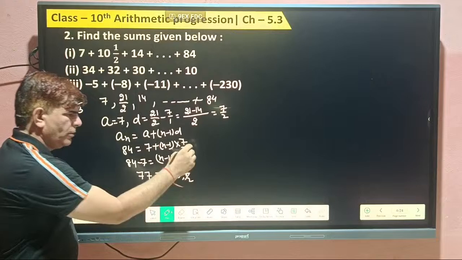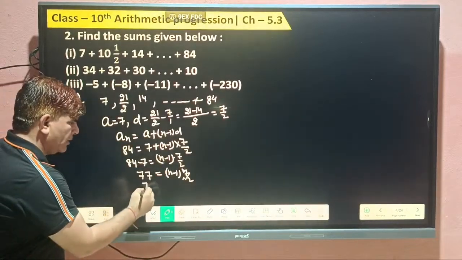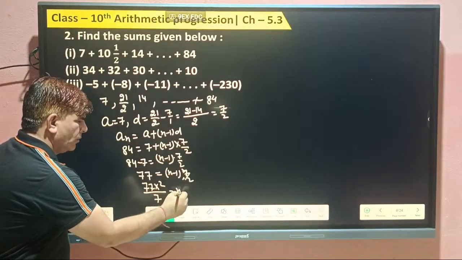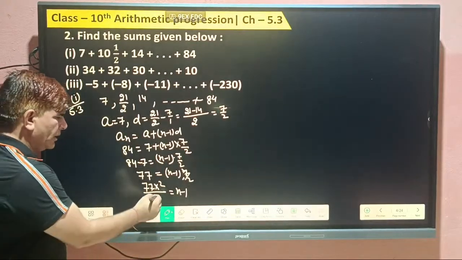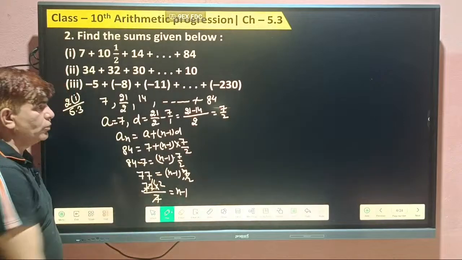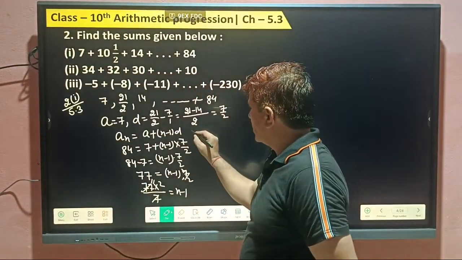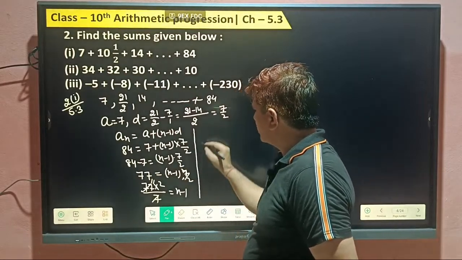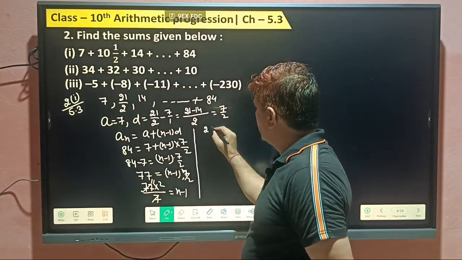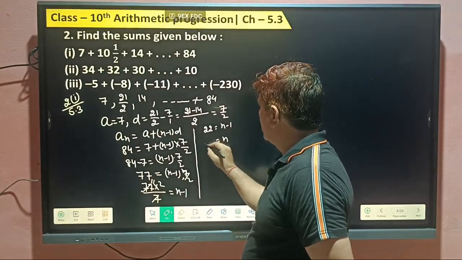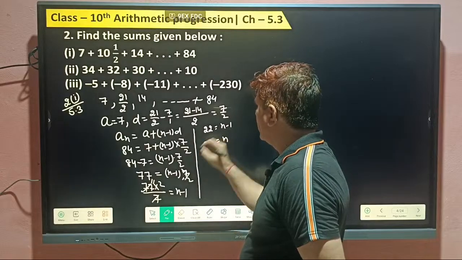7 by 2, not n by 2. Transfer to this side. 77 into 2 by 7 is equal to n minus 1. Cancel this. 11, 11 2s are 22. So 22 equal to n minus 1. So what is n? 22 plus 1, 23.